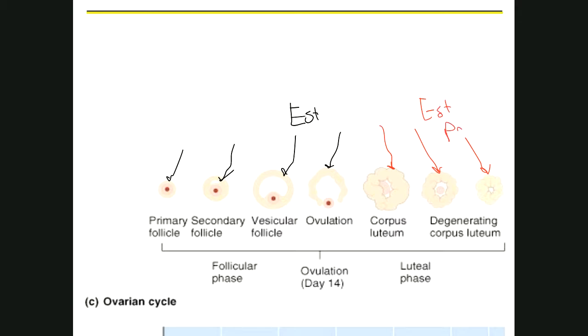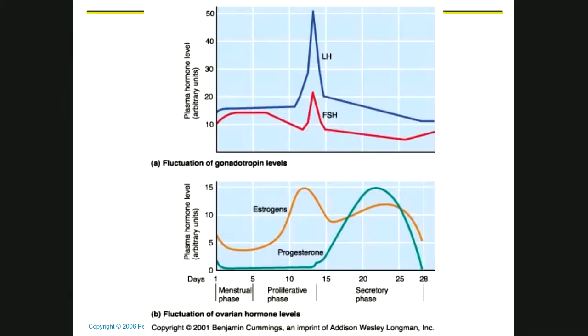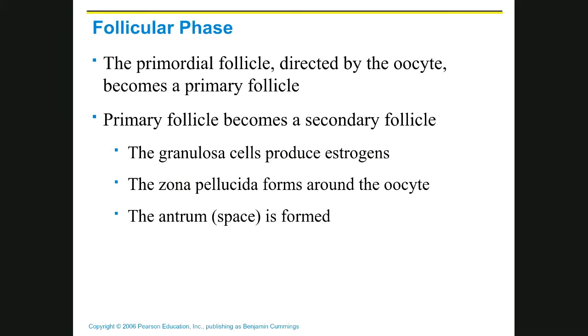And so if we were to graph what that would look like, it would look like this. So look, here is when the cells are growing. That's our proliferative phase. And look, estrogen goes up. But right here's day 14. And remember, it's going to become a corpus luteum after that. And it makes both estrogen and progesterone. And so they're both going to go up. So this is kind of what happens in the follicular phase.